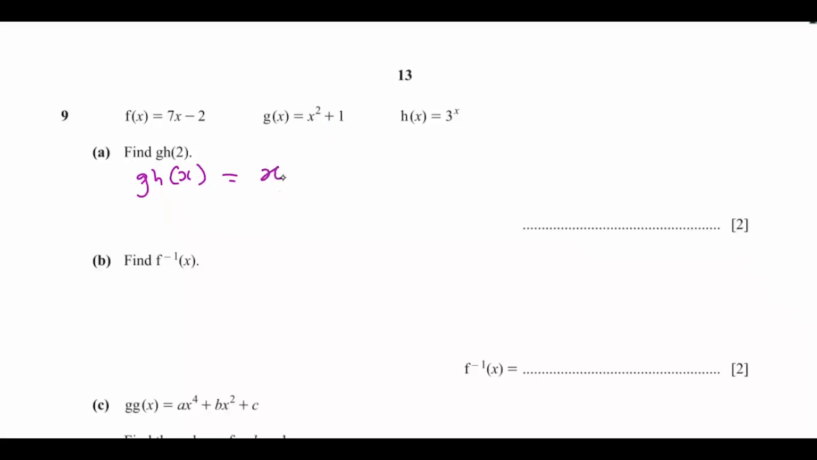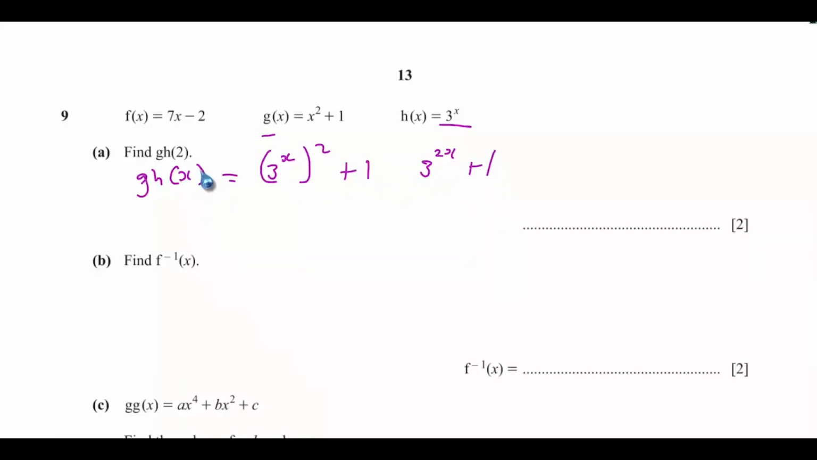So this is g of x, okay? Anywhere we see x in g of x, we pass in h of x. So h of x is 3 to the power of x, and this is h of x, then we need to square it. Then let's continue, plus 1. If we expand this bracket, this will give us 3 to the power of 2x, as we can multiply the powers, plus 1.